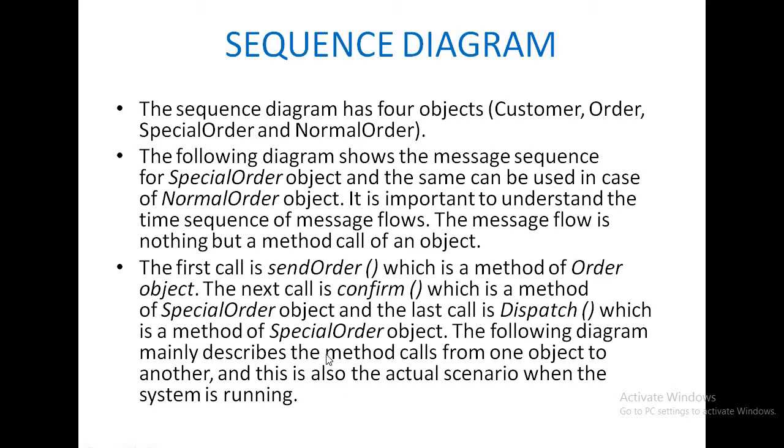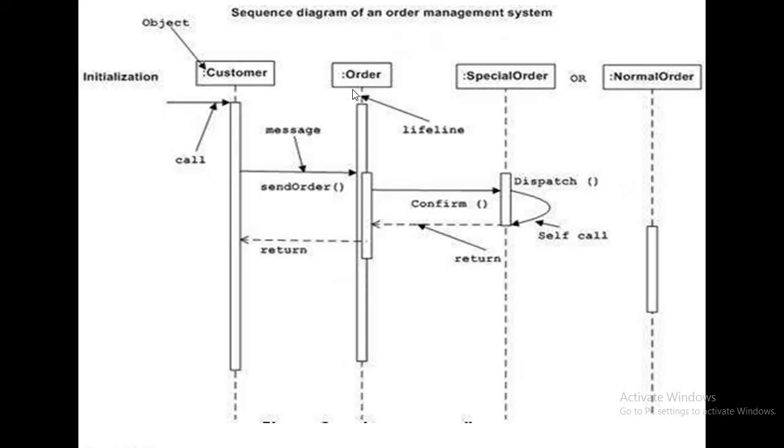The diagram mainly describes the method calls from one object to another, and this is also the actual scenario when the system is running. How the function is called from one object to another, how one object calls another object with the help of functions, and what the sequence of calling the functions is, these things are mainly described in the sequence diagram. So this is a sequence diagram of an order management system.